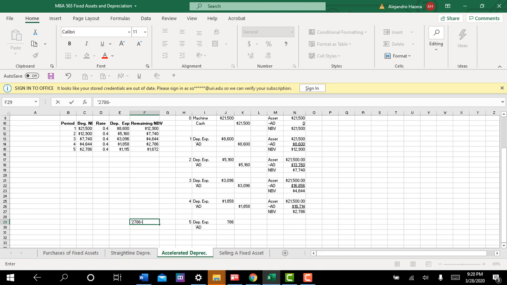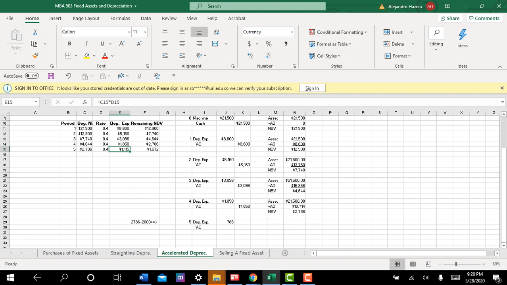2786 minus the $2,000 salvage value. And I'll go ahead and put an arrow there. That's the 786 right there. And what I'm doing is saying we have 2786 left. If we went by our table, we would depreciate 1,115. We would go below salvage value.